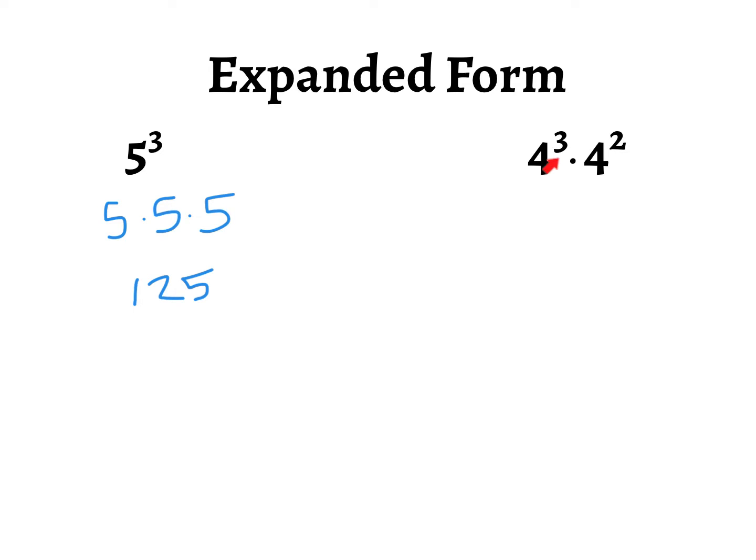Here on the right, we have 4 to the third times 4 squared, which is the equivalent of saying 4 times 4 times 4 times, in this other scenario, 4 squared, which means 4 times itself twice. In the end, we're multiplying 4 times itself 5 times. So we can group all of these together and say we have 4 to the 5th power, which is going to be equivalent to 1024.